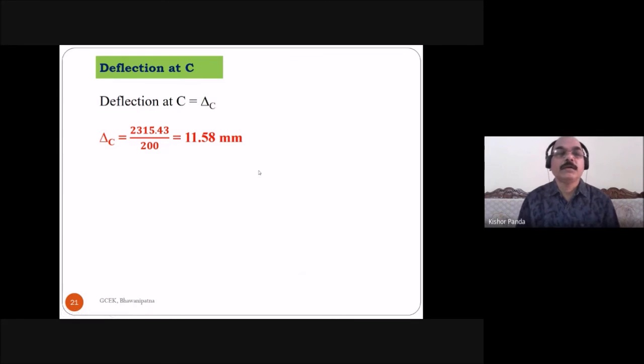Now you are clear on how to find out the deflection at a point of the truss using the unit load method.